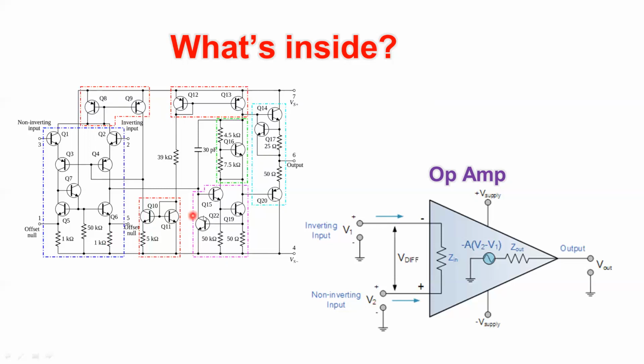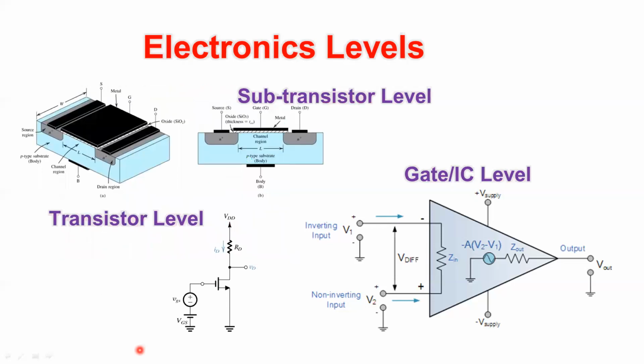So when you are dealing with a gate level or an IC level, you are not interested in what is inside each IC. You just have a circuit, you just have a block. This block does some function. You use this block to make some sort of operation. That's all.